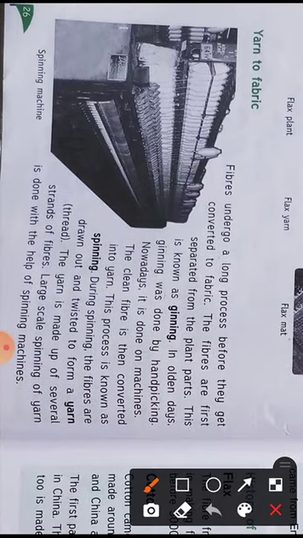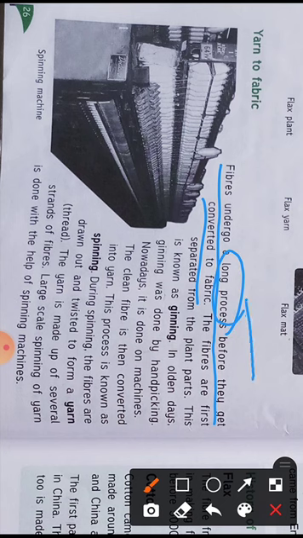Fibers undergo a long process before they get converted to fabric. That means before they get converted to cloth, they go through a long process to change fiber to fabric. The fibers are first separated from the plant parts, and this process of separating the fibers from the plant part is known as ginning.